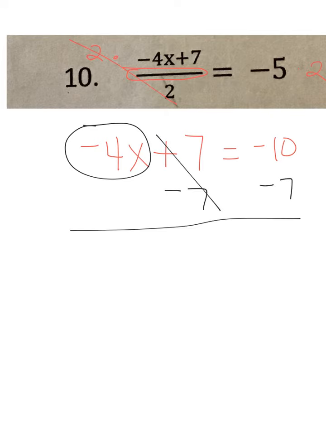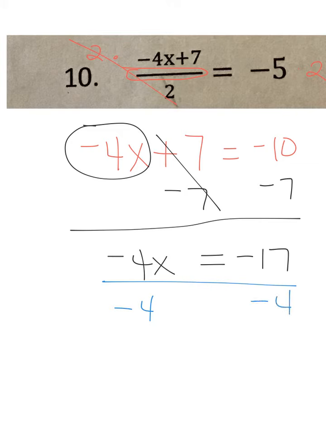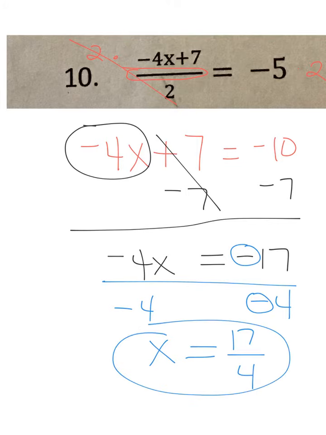I'm left with negative 4x equals negative 10 and negative 7. Everything's negative, so that gives me negative 17. I have to divide both sides by negative 4. And again, this is like a problem we just did about 2 minutes ago. Two negatives make a positive. I can't simplify 17 over 4, so my answer is just 17 over 4.